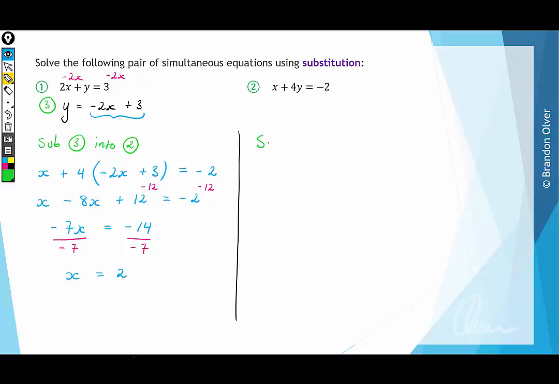From there we're going to substitute x equals positive 2 into either of the equations. So we want to select whichever one's going to be easiest for us. I'm going to select equation 3 because it's already in the form y equals. So that means we'll have y is equal to negative 2 times x, but x is 2, so we substitute that in there, plus 3. Therefore, y is equal to negative 2 times 2, which is negative 4, plus 3 gives negative 1. So overall, the solution as a set of coordinates to this set of simultaneous equations is x is 2, y is negative 1.